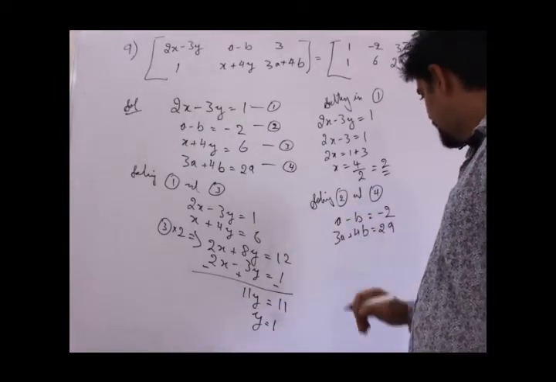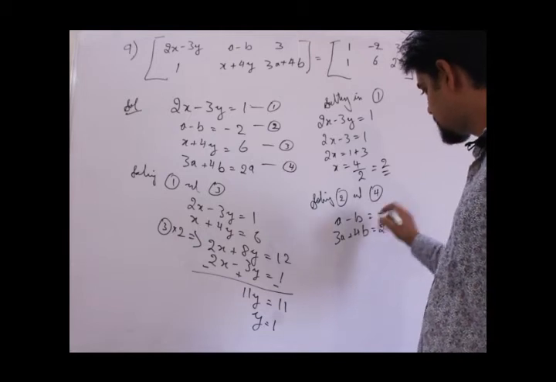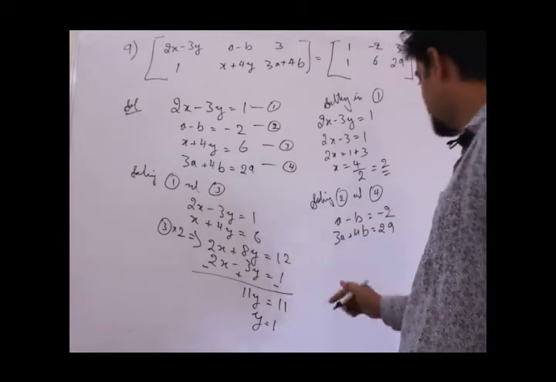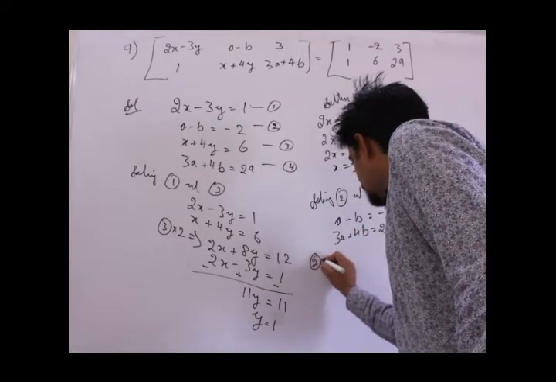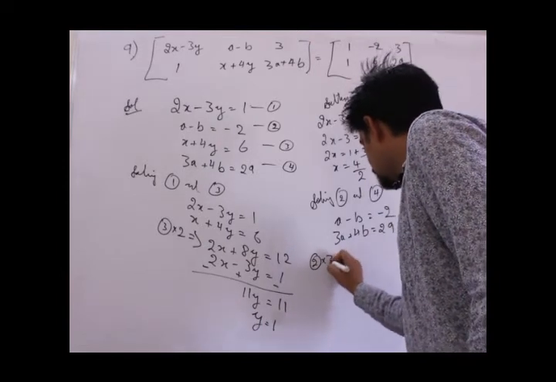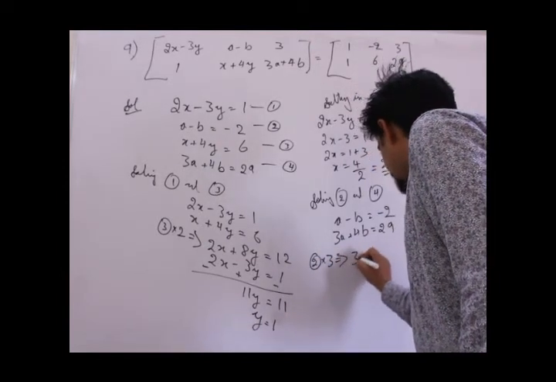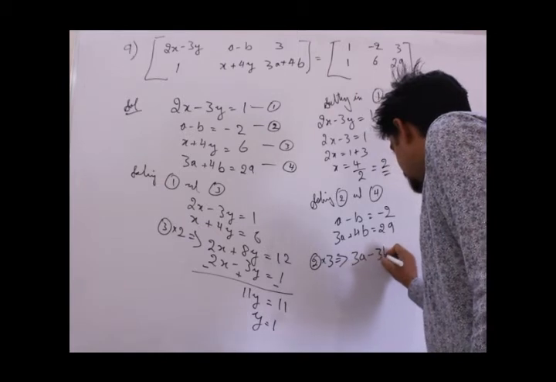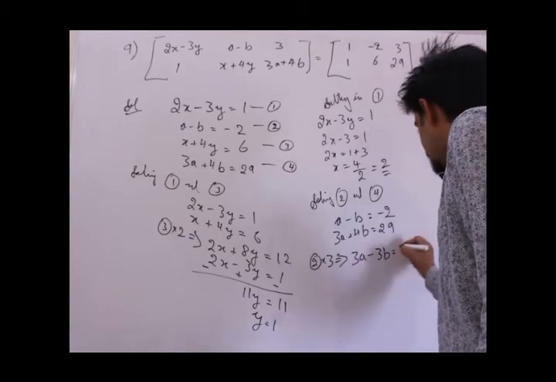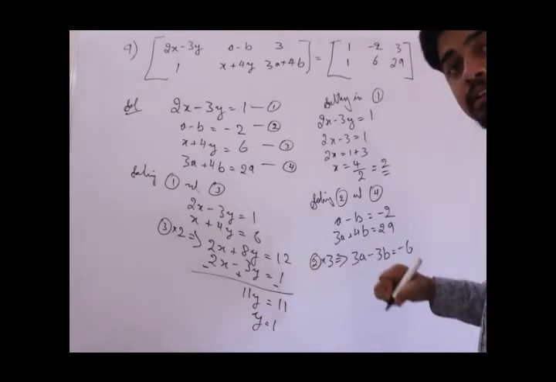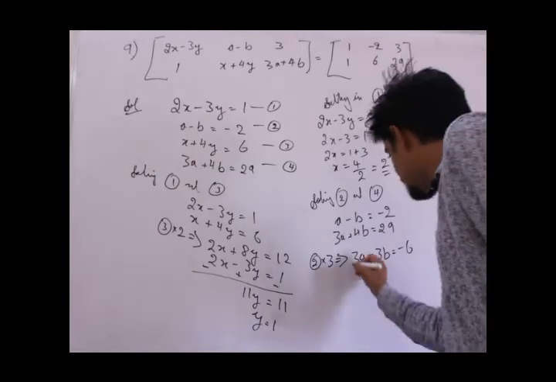Now we need to solve it. So if we multiply the first equation, meaning equation number second, with what? 3. So what will it be? 3a minus 3b is equal to 3 times 2, which is 6. So this is minus 6.